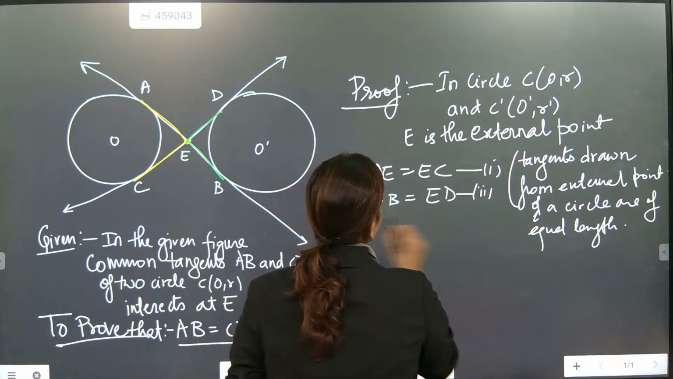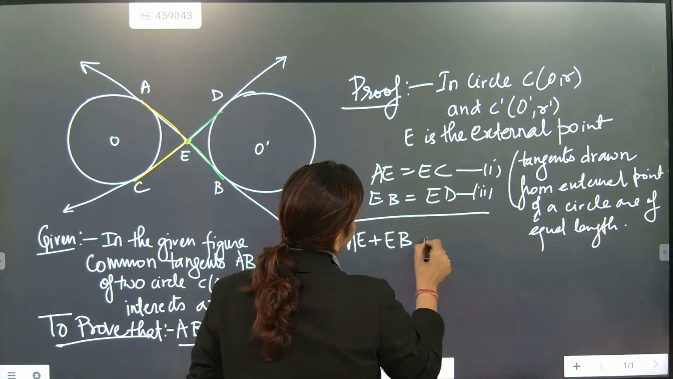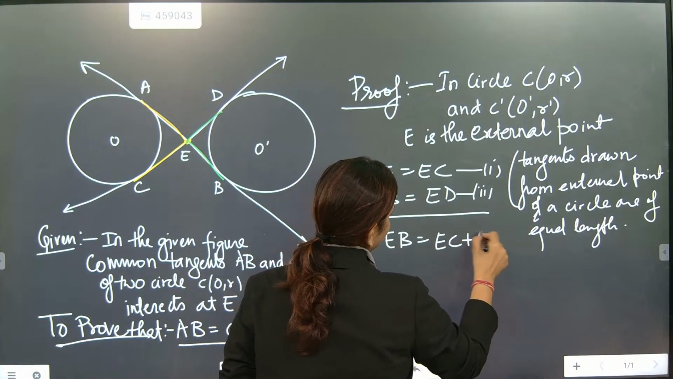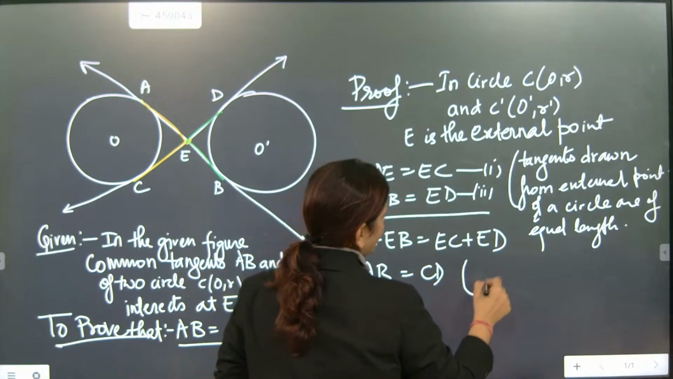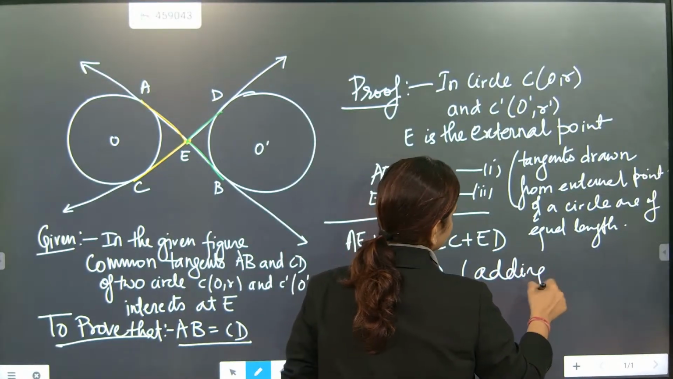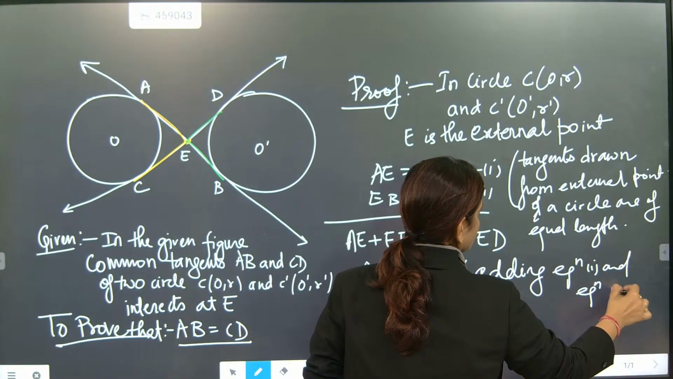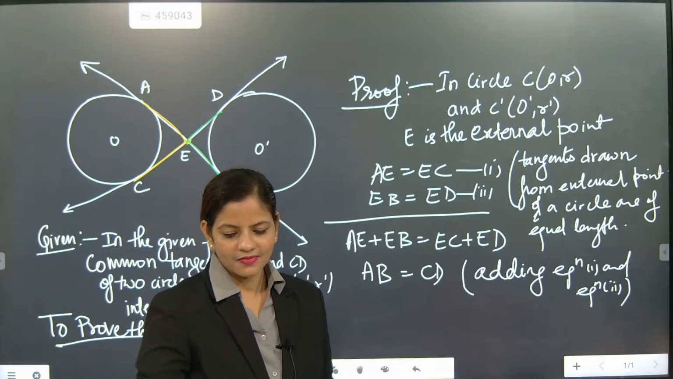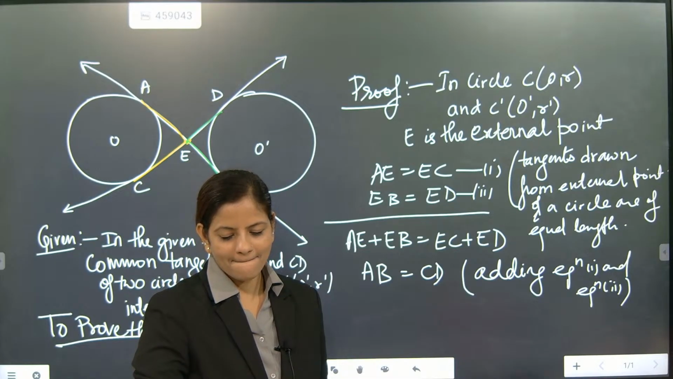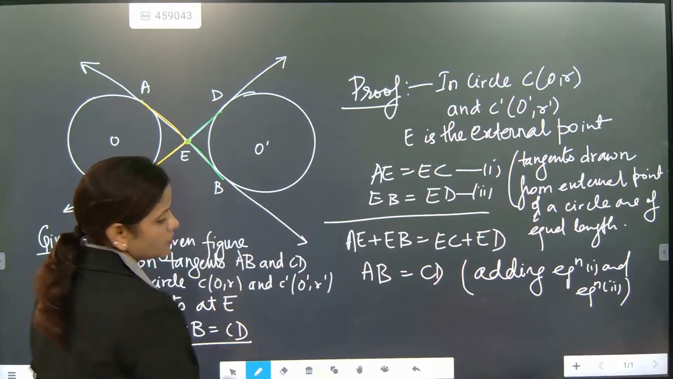I will also do. So adding equation 1 and 2, AE plus EB is equal to EC plus CD. So that means it will become AB is equal to CD. I hope you might have understood. These are the answers. AB is equal to CD.